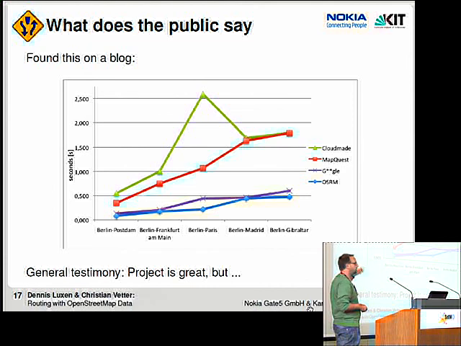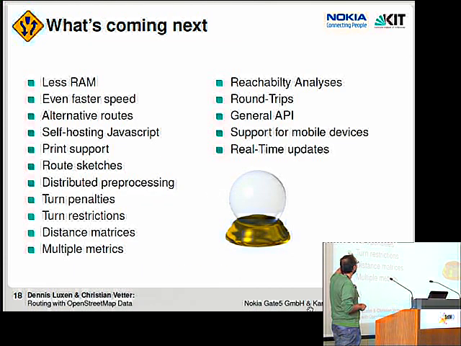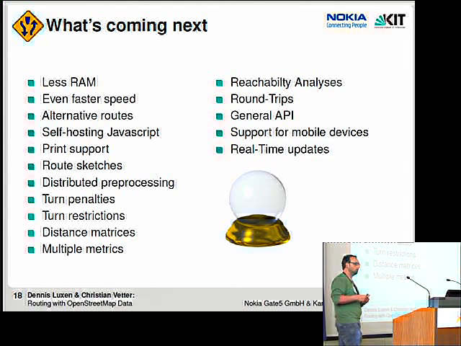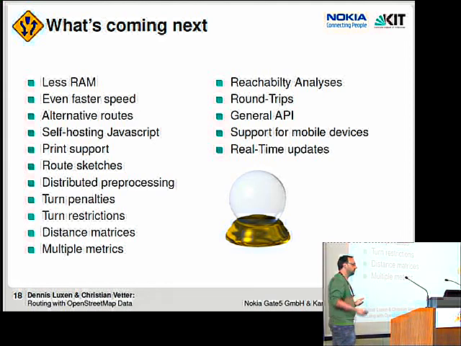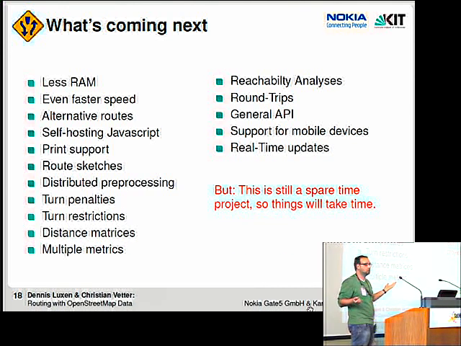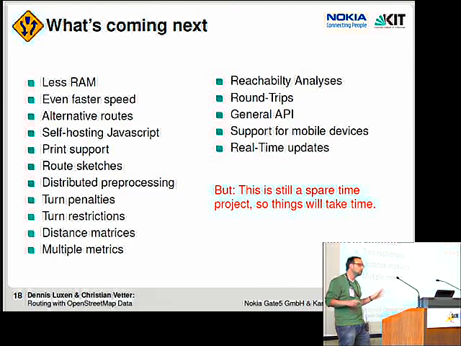The general testimony is project is great, but still is stuff missing. What's coming next is we want to use less RAM, we want to get faster, even faster, we want to have alternative routes. Several other things like turn restrictions, which we do not handle right now. Multiple metrics, so we can do not only car, but also pedestrian routing, bicycle routing, and so on. Not going to go into details yet, but the problem is it's still a spare time project, so things will take some time.